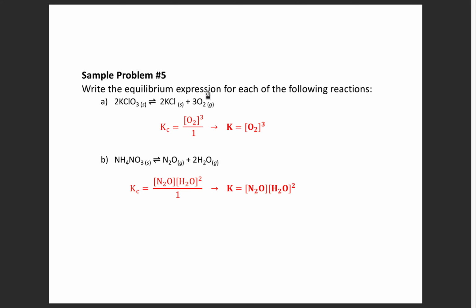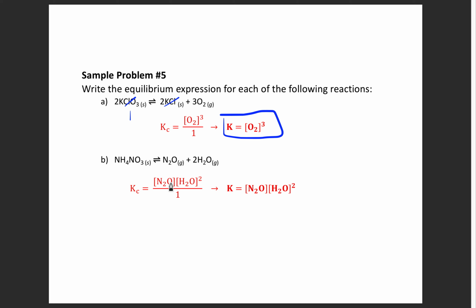So here are your products, but again, we're ignoring this one, or thinking of it as 1. So 1 times the concentration of O2 cubed is just O2 cubed. So there's the products. Now the reactants in the denominator, again, you can just ignore that or think of it as 1. So it's this over 1. Therefore, overall, your end result is this. This is your equilibrium expression, okay?